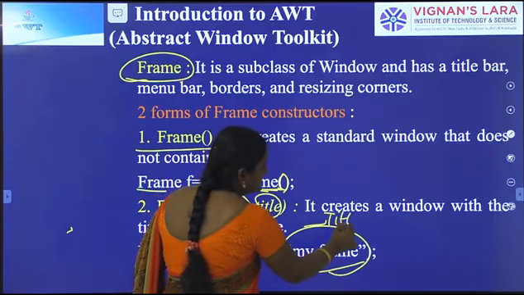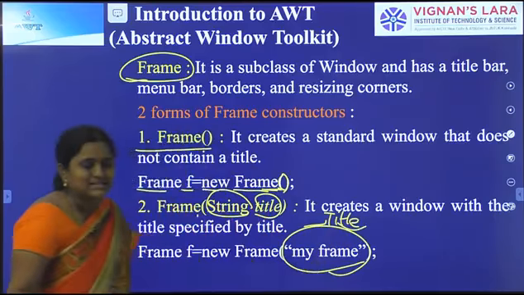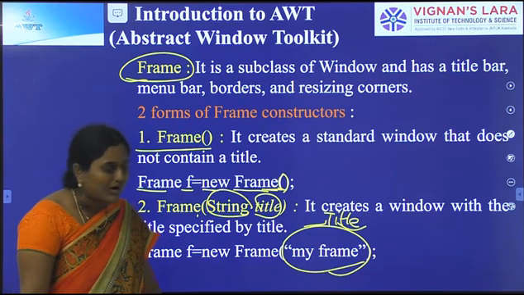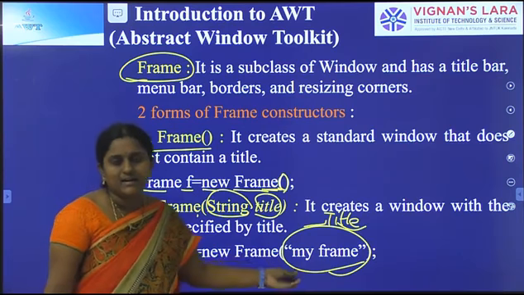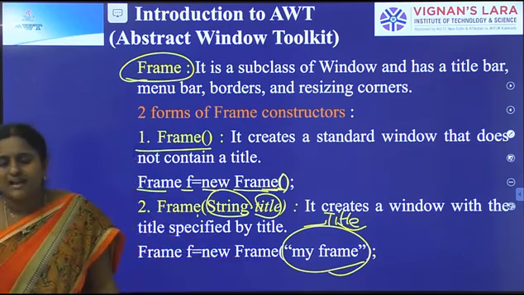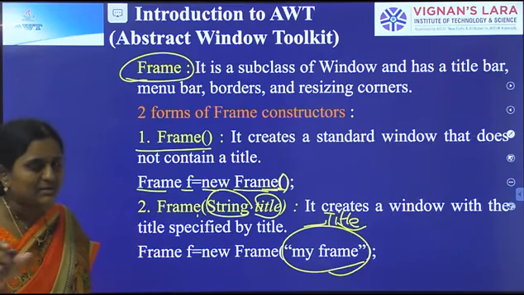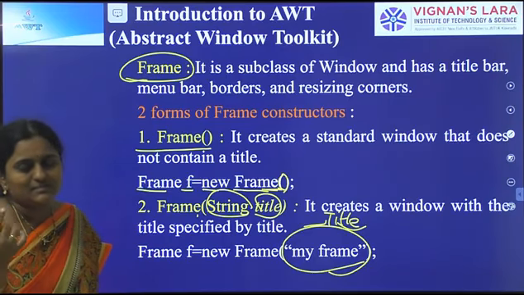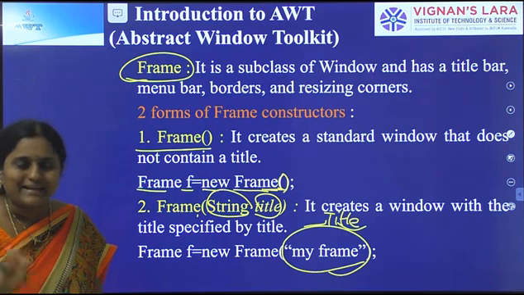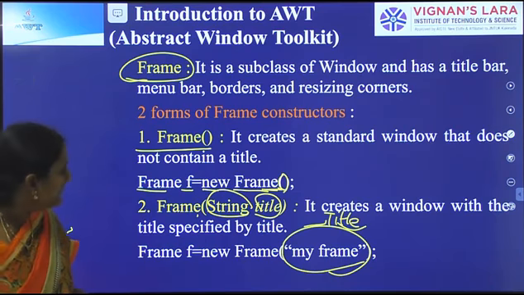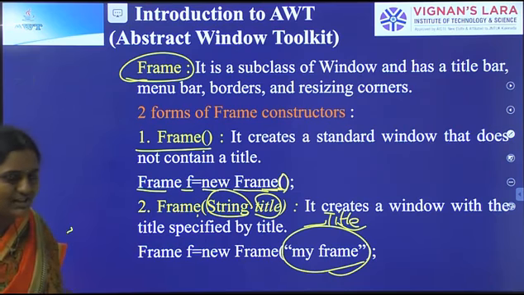Whenever an object of the class is created, constructors are automatically invoked. So this statement means that whenever we create an object of the Frame class, it has some title. The default constructor means the frame does not have any title. The parameterized constructor accepts a string as an argument and it has some frame title. So it has two constructors.